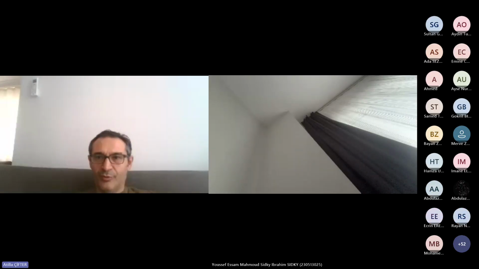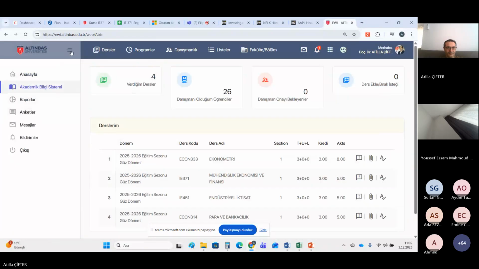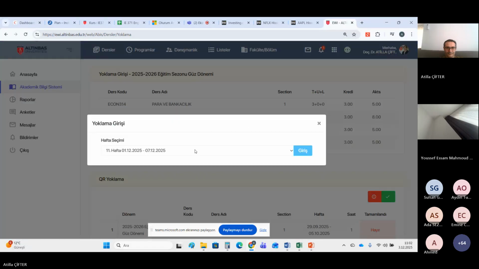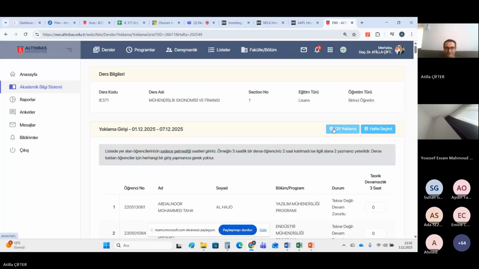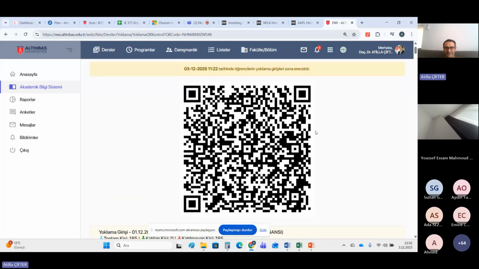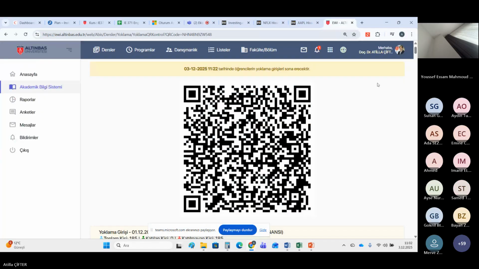All right, let me open the QR system. But before, I need to open it. Yes, you can just read. Okay.